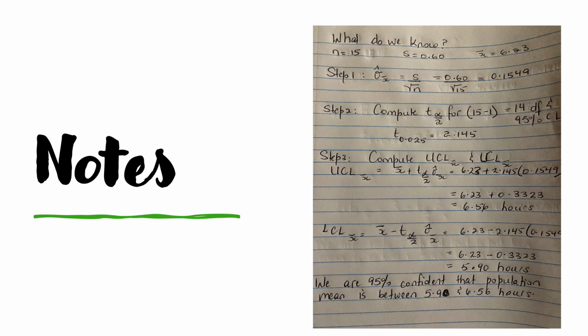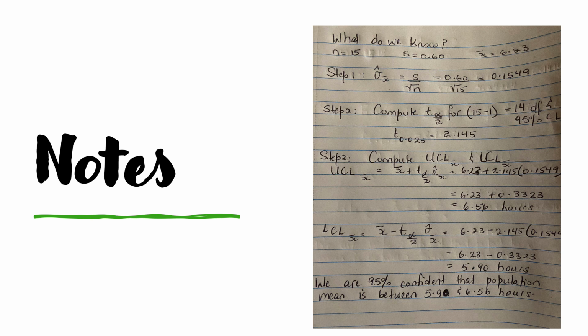Let's first record what we know. And once again, this is in note format because I want you to take out your notebooks and write this down. What do we know? We know that our sample size is 15. We know that our sample standard deviation is 0.60. And we know that our sample mean is 6.23. Let us go through these 3 steps.